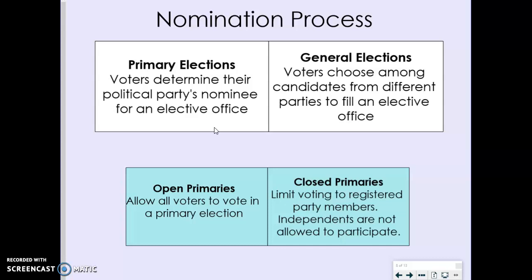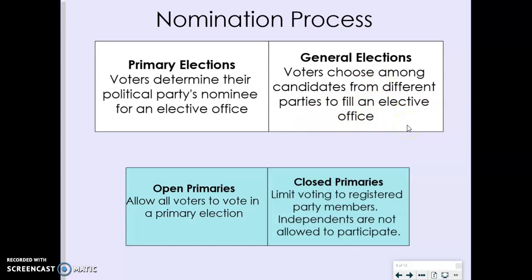General elections are held in November, and that's when voters choose among candidates from different parties to actually fill the office. So this one comes first. It's a primary. You're determining your nominees. Then you'll get to the general election in November. Those nominees are on the ballot, like the one we just showed you, and you will vote for the person that's actually going to take office.